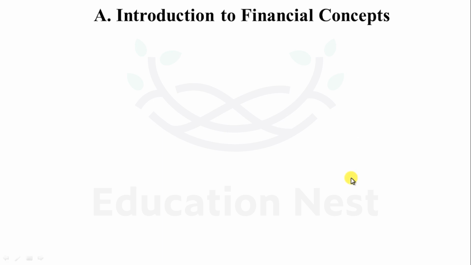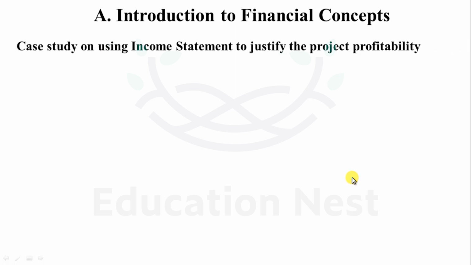So I hope till now we clearly have an understanding of what is a balance sheet, what is an income statement, and so on. And now we're going to see how one uses the income statement analysis to defend or justify his project when the management has a different opinion. So this is going to be more of a case study. We're going to do a case study on using the income statement to justify the project profitability.